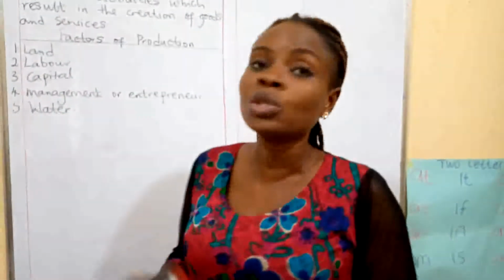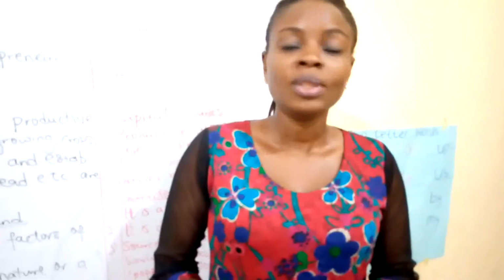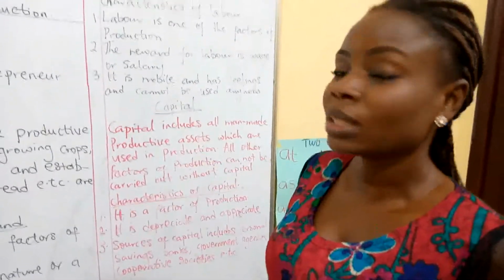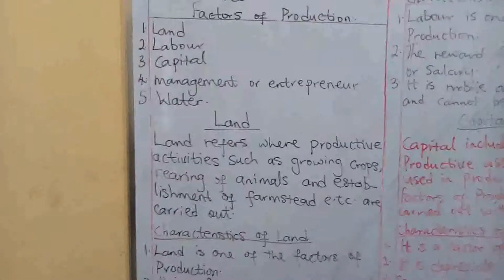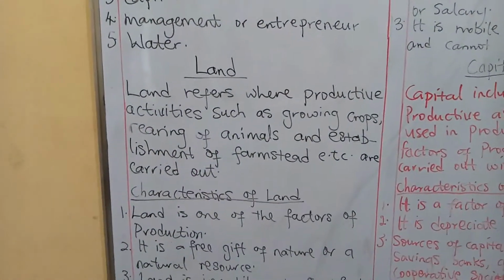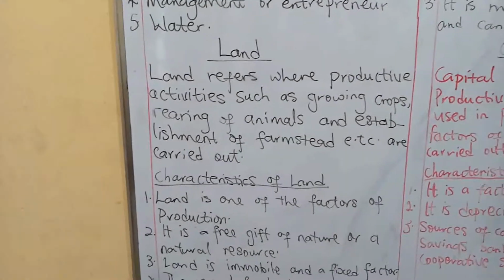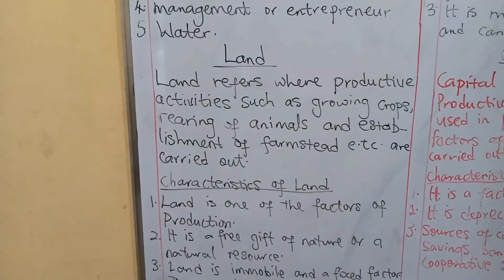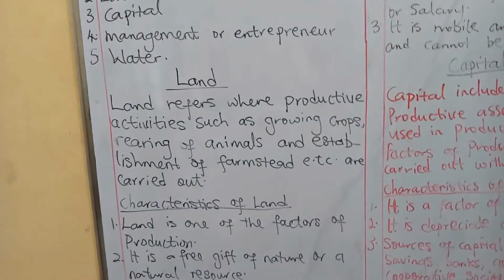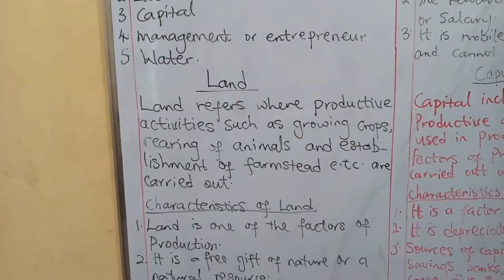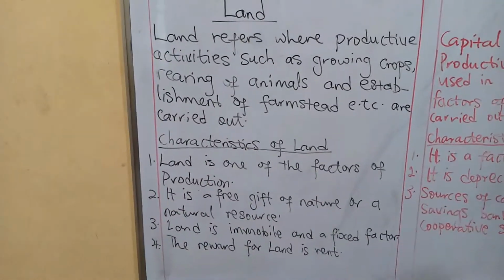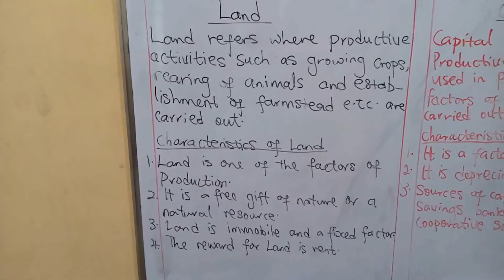Let's take down some few notes regarding this point. Remember, we're still talking about the factors of production, and we're starting with land. We say land refers to where productive activities such as growing crops, rearing of animals, and establishment of farmsteads etc. are carried out. We have different types of farmsteads. Farmsteads are farm structures, farm buildings, farm houses, farm offices, what we refer to as farmsteads. Now, land has characteristics. I've been able to jot down a few of the characteristics on the board.